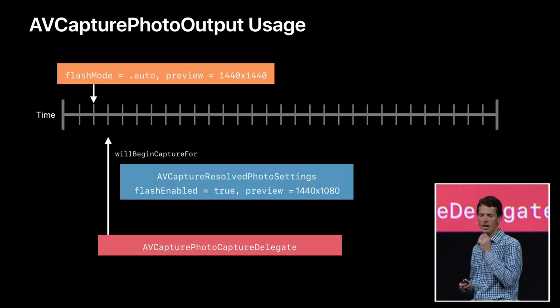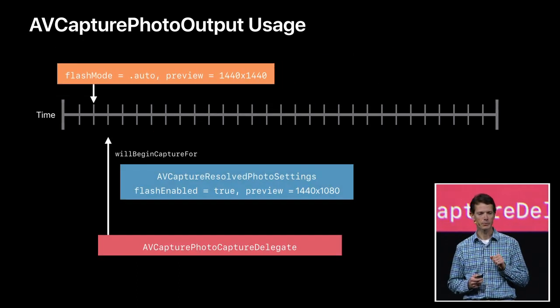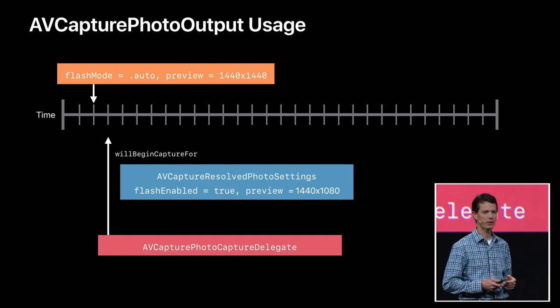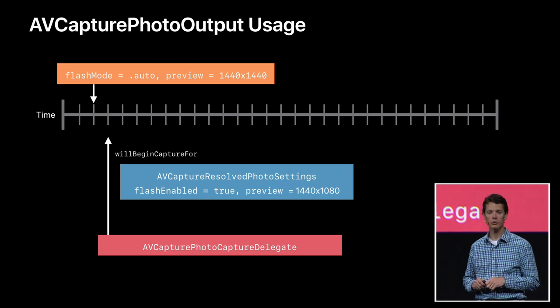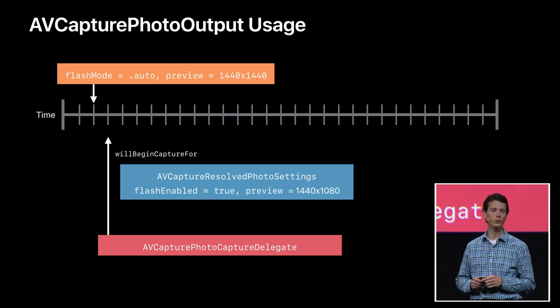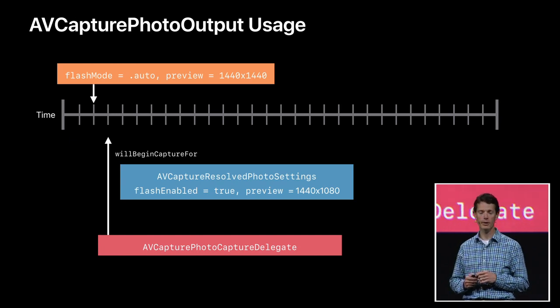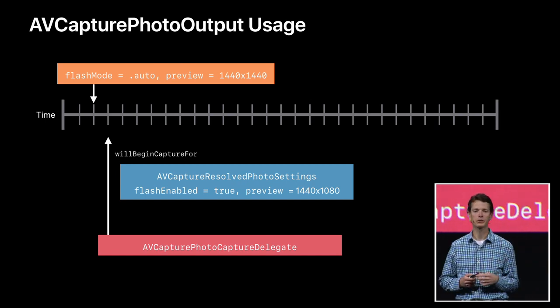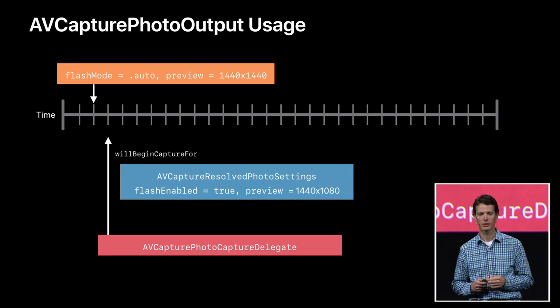Now, the arrow on top shows when the request was made. And now I'm sort of tracking this package delivery. Photo output calls my delegate back with one method call at a time. Very soon after I make the request, the photo output calls the delegate's first callback, which is will begin capture for resolved settings. And it passes you this blue box, which is a resolved photo settings.